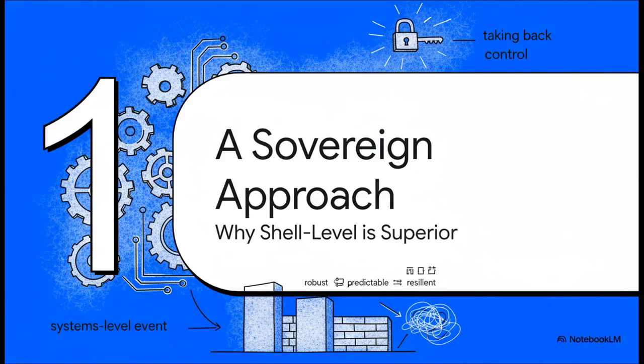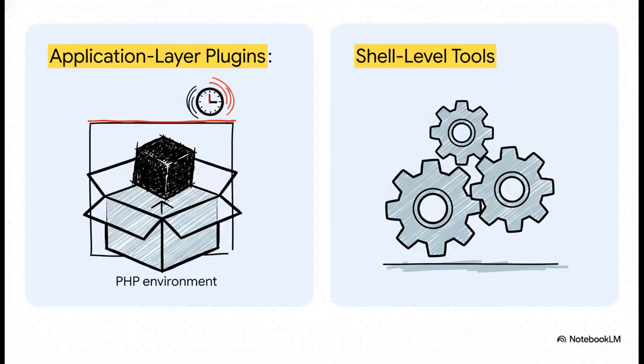So, that brings us to a totally new way of thinking, what we're calling a sovereign approach. We're going to stop treating migration like it's just another WordPress task. Instead, we're going to treat it like a systems-level infrastructure event. This is all about taking back control and engineering a process that's robust, predictable, and resilient, right from the ground up.